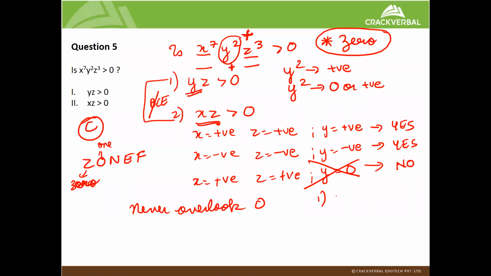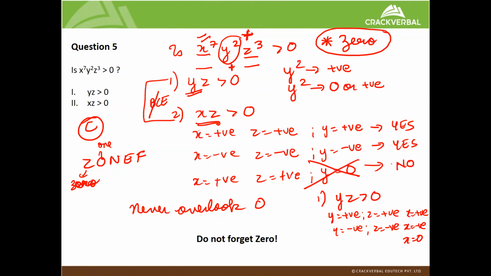See, the first statement is clearly insufficient, right? yz is greater than 0 just tells me y is positive, z is positive, or y is negative, z is negative. I don't know anything about x. x can be positive, x can be negative, x can also be 0. So if I don't know the value of x, I don't know what sign x to the power of 7 would take. So clearly I can discard the first statement. The second statement just tells me x and z are of the same sign. I can't assume that y square is always going to be positive, right? So the 0 case is going to disprove the second statement entirely.